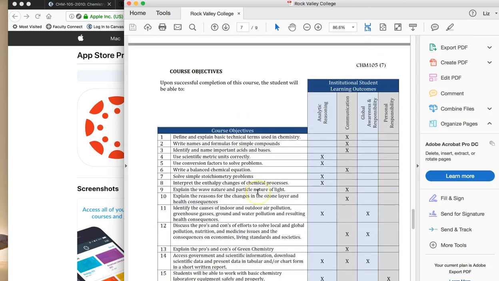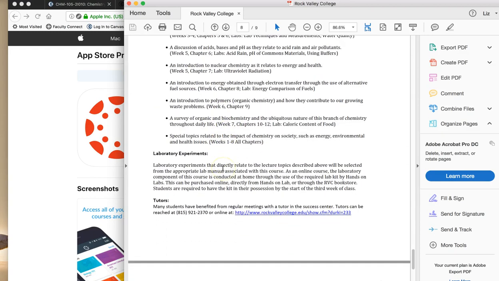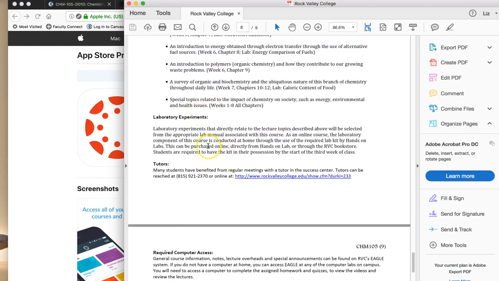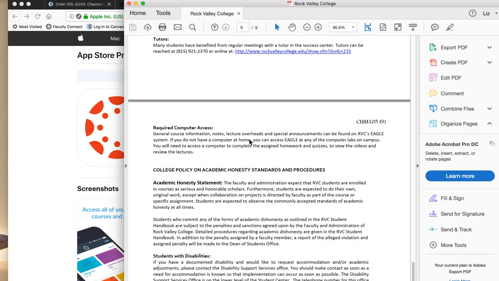All right, course objectives for the class. You can read through those here, the course topic outline, all this other stuff, experiments, tutors. If you need a tutor, if you find you're struggling in the class, our tutoring center is wonderful. You can call them for an appointment or go to their website for further info.